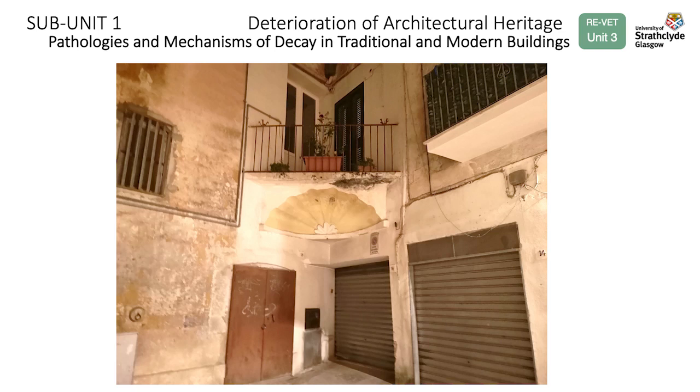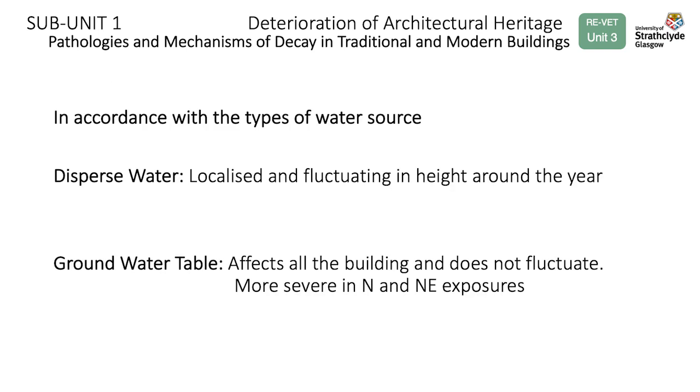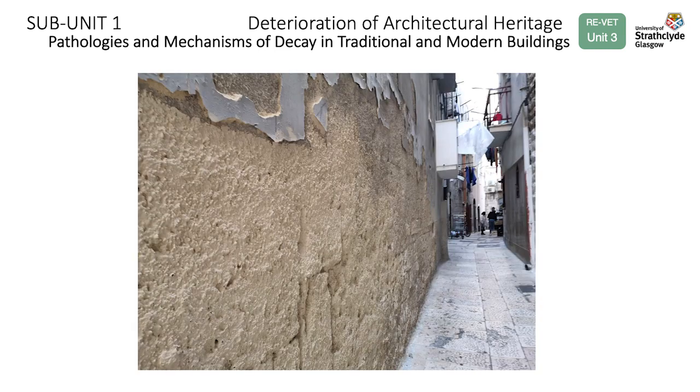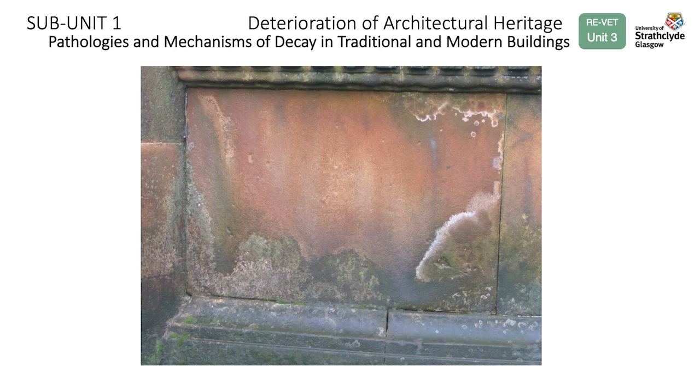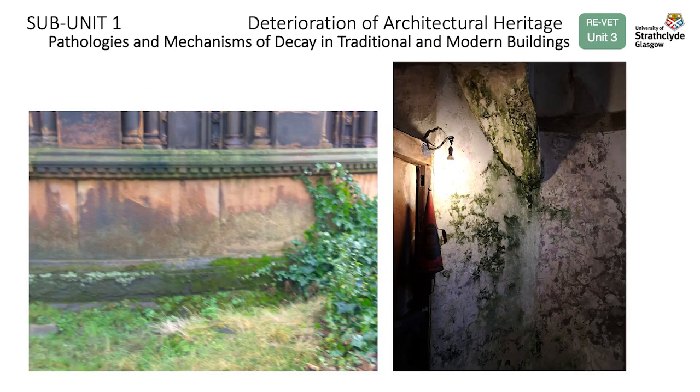Thereafter, we should consider the sources and movement of water. Depending on the types of water source, the building can present dispersed water, localized and fluctuating in height around the year, or groundwater table affecting all the building. This does not fluctuate during the year and is more severe in north and northeast exposures. The thicker the wall is, the higher the water will rise. As a consequence, we can have detachment of plasters, renders, and paintings, efflorescences, and biodeterioration.